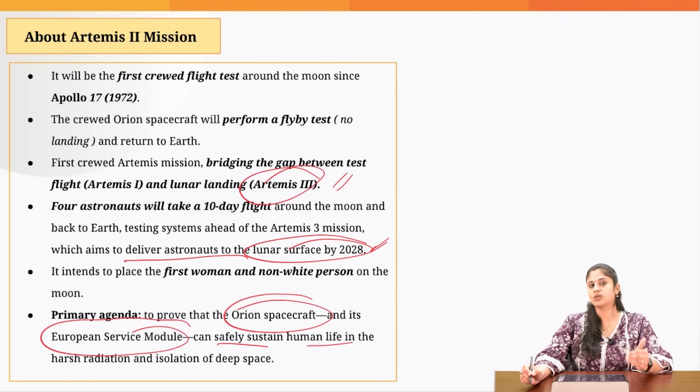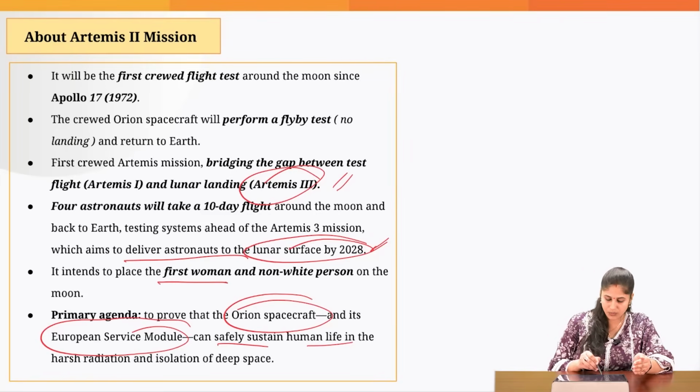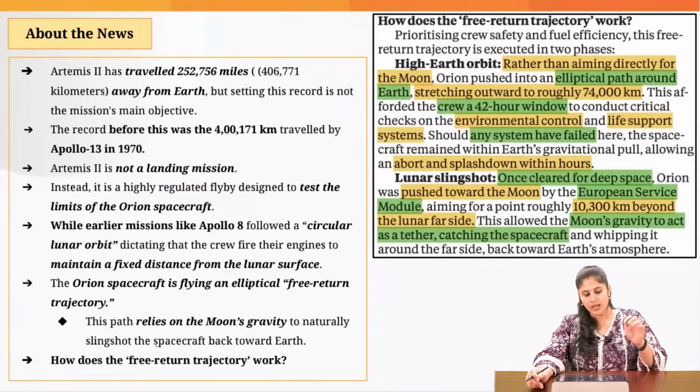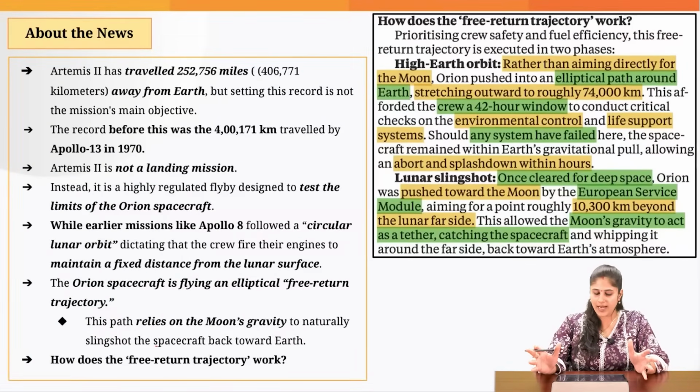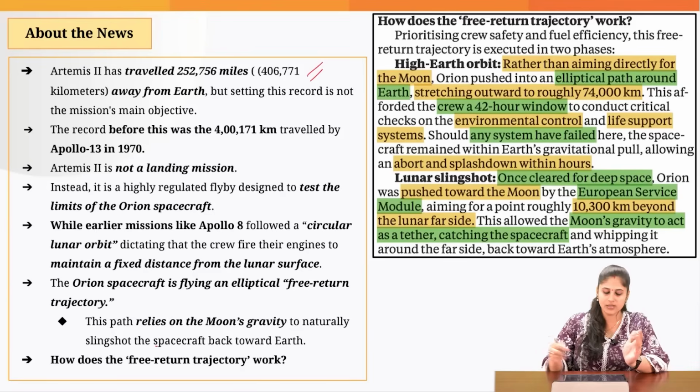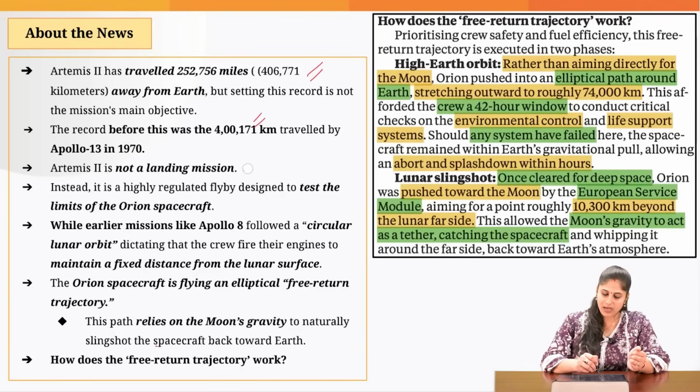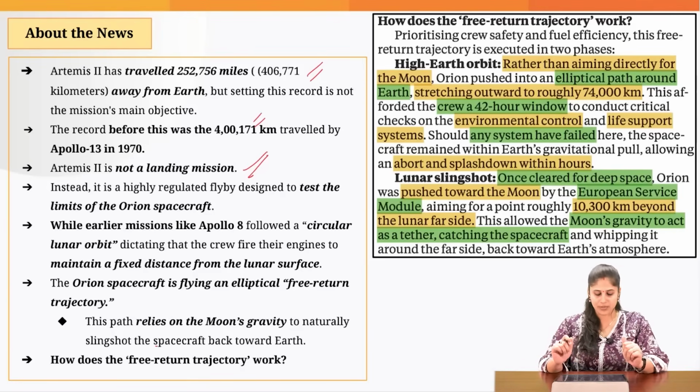This second mission is also important because it carries one woman astronaut as well as one non-white astronaut. Now, why is it again making the headlines? Because it has set a new record altogether. It has gone far away from the Earth. The last record was set by Apollo 13 in 1970. And we have studied that it is not a landing mission. It is just to test the limits of the Orion spacecraft.